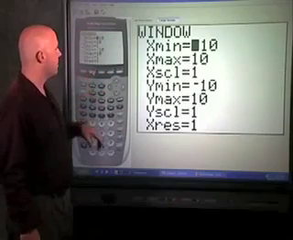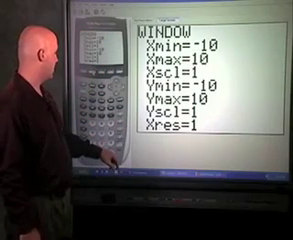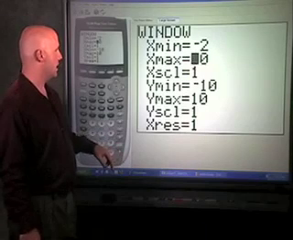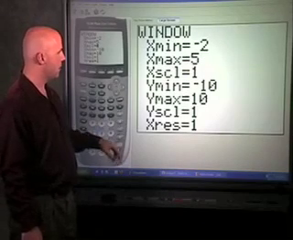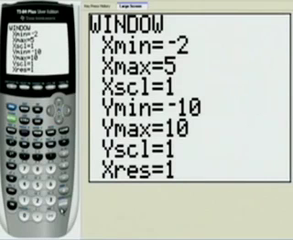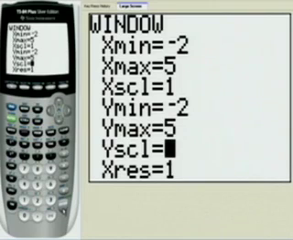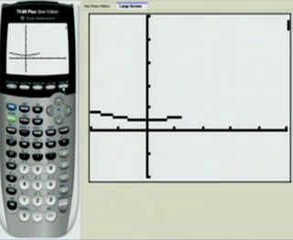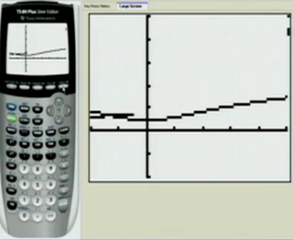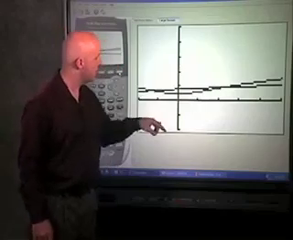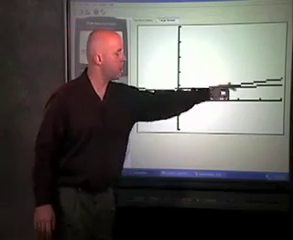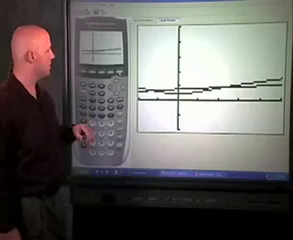So we'll go to our window setting, and we might cut that down, x min to negative 2, x max maybe 5, and we use a scale of 1. For y min, let's use negative 2 and a y max of 5. And let's graph that. And we see our graph for y1. And here we see the graph of y2 coming through, and we see 2 points of intersection. We get one point over here on the negative side, another point over here on the positive side. We're going to find those 2 points of intersection.